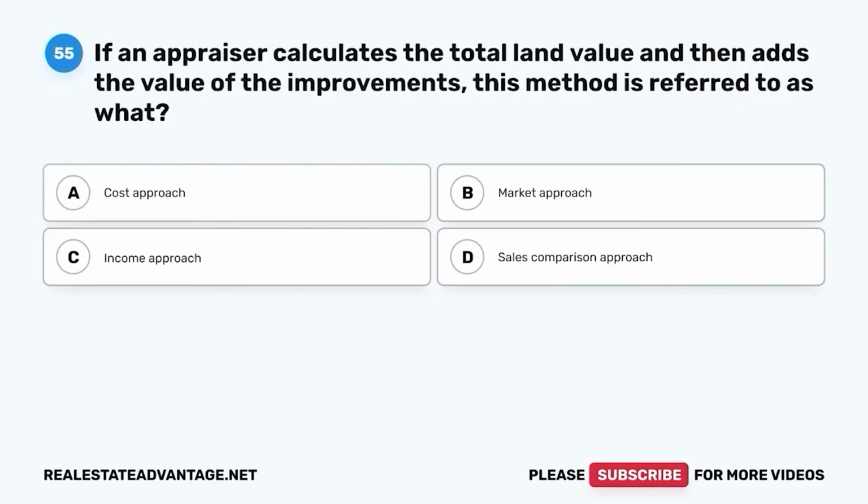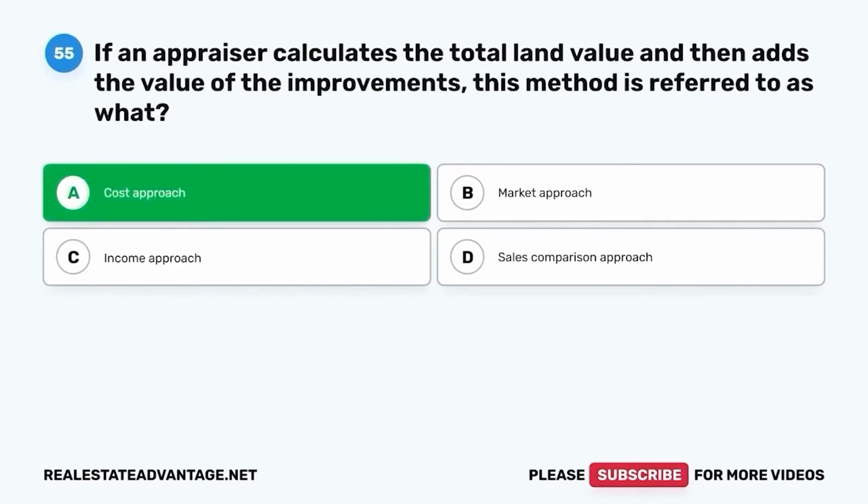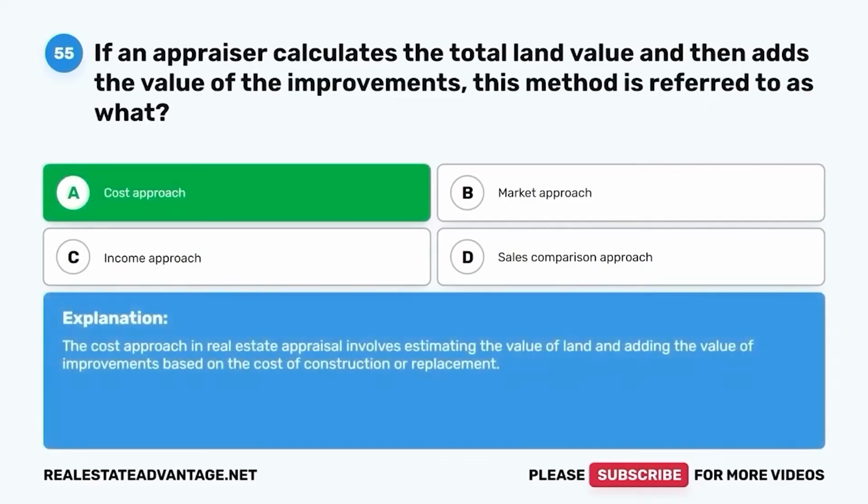Question 55. If an appraiser calculates the total land value and then adds the value of the improvements, this method is referred to as what? A. Cost approach. B. Market approach. C. Income approach. D. Sales comparison approach. The correct answer is A, cost approach. The cost approach in real estate appraisal involves estimating the value of land and adding the value of improvements based on the cost of construction or replacement.